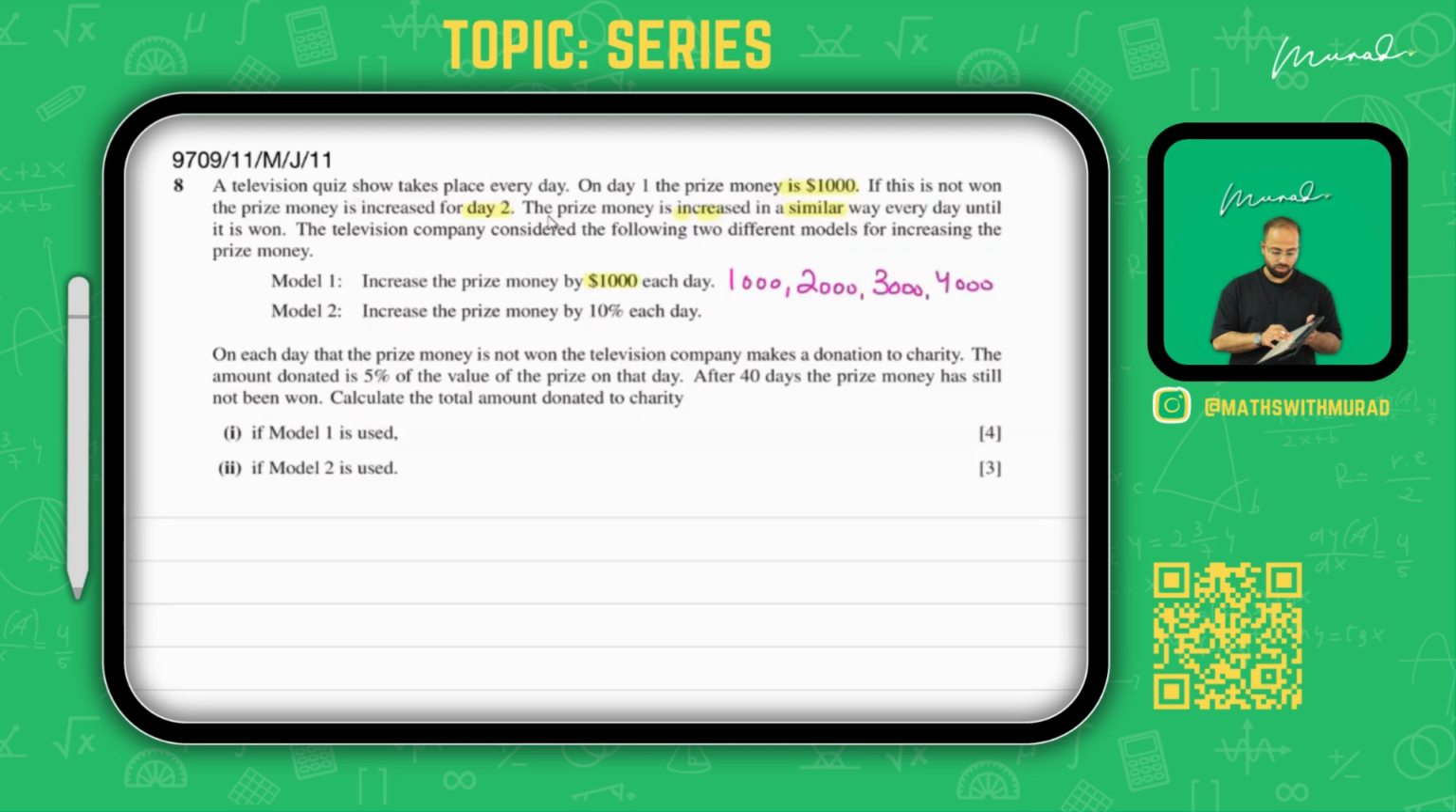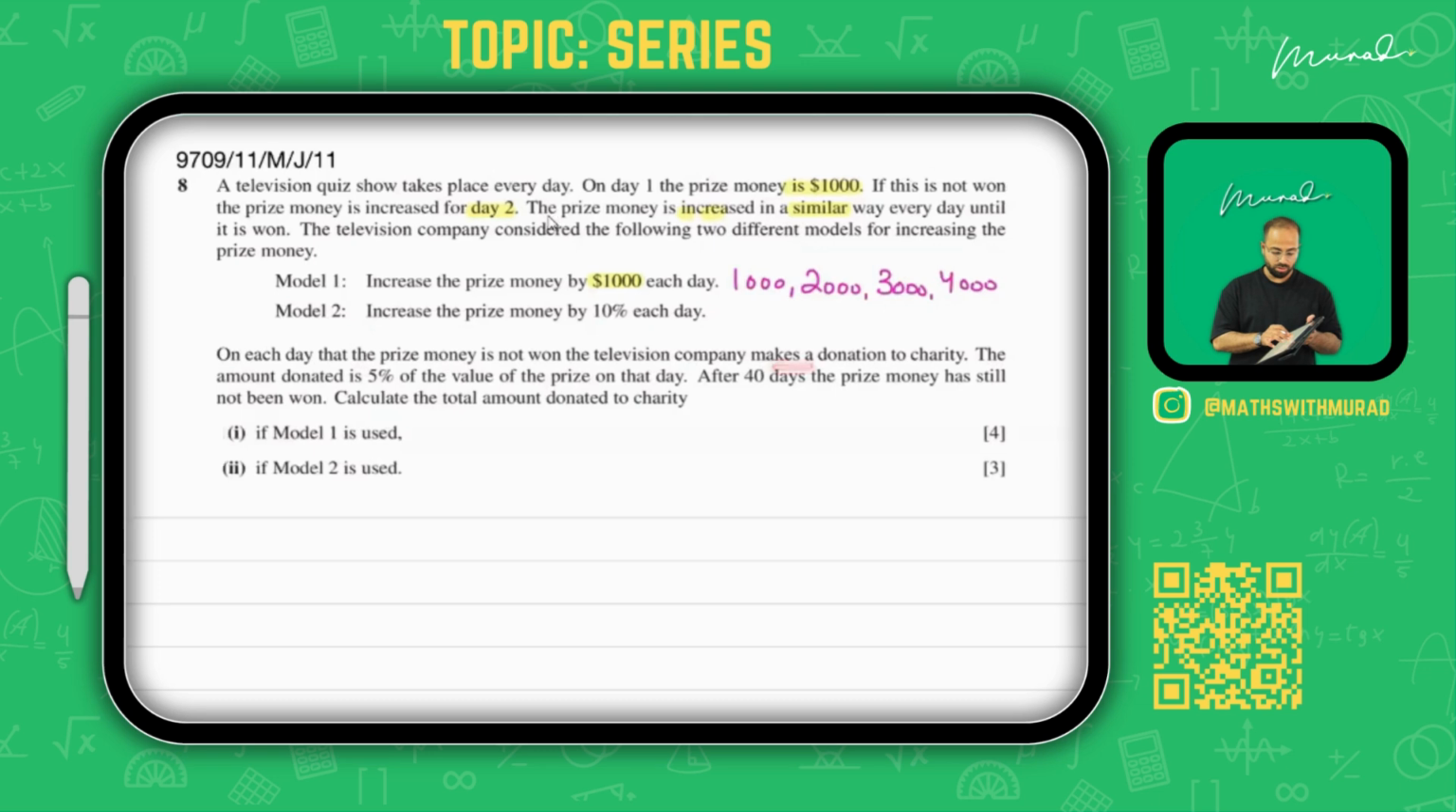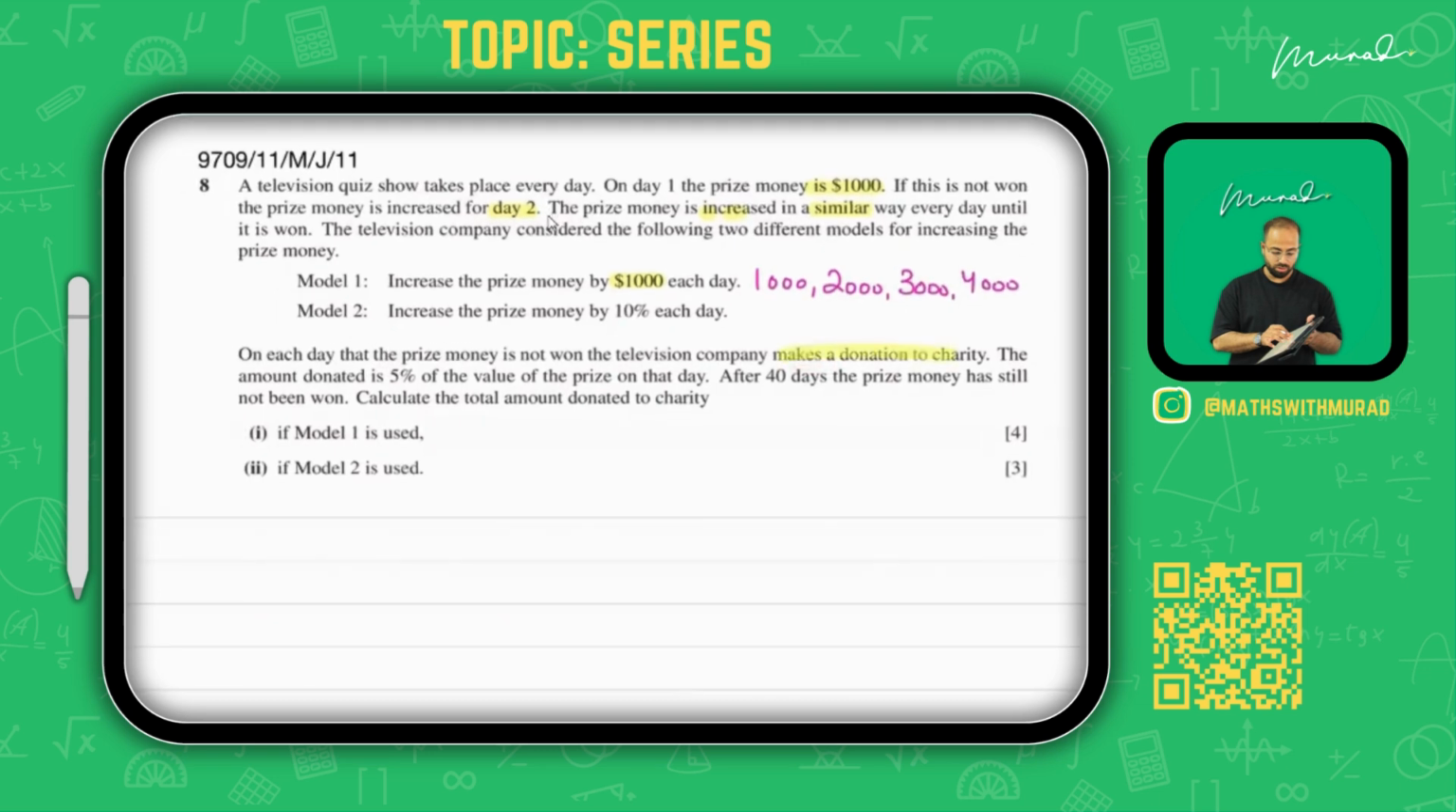Now they are asking on each day that the prize money is not won, the television company makes a donation to charity. The amount donated is 5% of the value of the prize money on that day. After 40 days, the prize money has still not been won. The amount donated to charity based on model one. So see, now the first information is that let's suppose day 1, day 2, day 3, day 4, in this way up to day 40, nobody wins the amount.